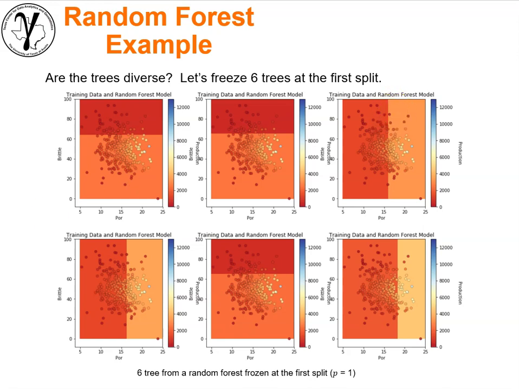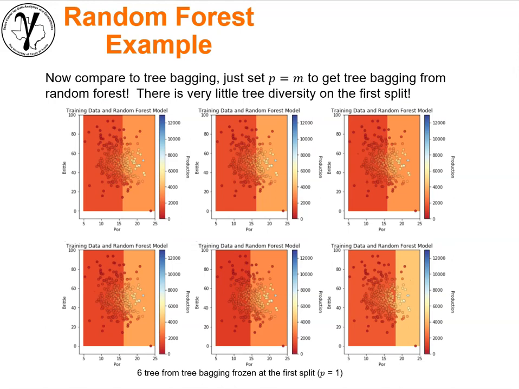Now this is increasing greatly the diversity of our trees. In fact, how much has it increased our diversity? Let's do the exact same exercise on tree bagging without forcing ourselves to limit to a subset of the predictor features on the first split. This is what tree bagging would have done. You see that? Every single one of our trees out of our large set is going to make its first split on porosity. And in fact, the Bootstrap approach is not sufficient to get us diversity.